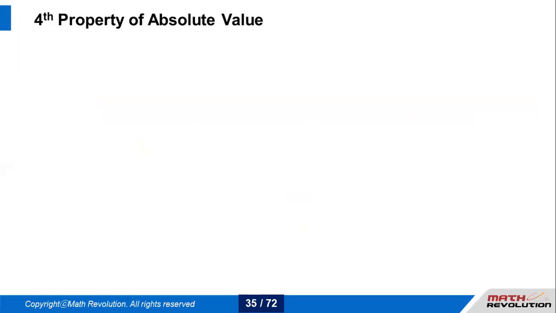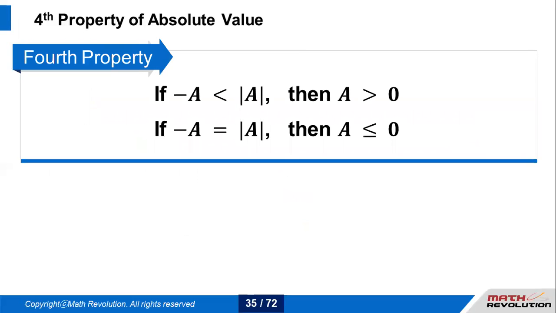Let's understand the fourth property of absolute value. The third property was if A is less than modulus A, then A is less than 0. But if minus A is less than modulus A, then A has to be greater than 0. This third and fourth property, people, you have to go back to this video and check it out. Just make a note of it in your copy properly and then apply it.